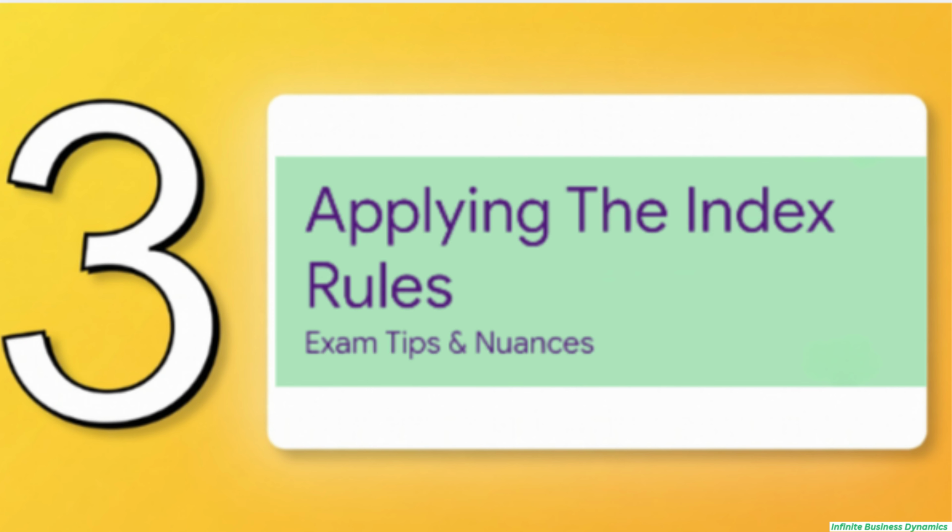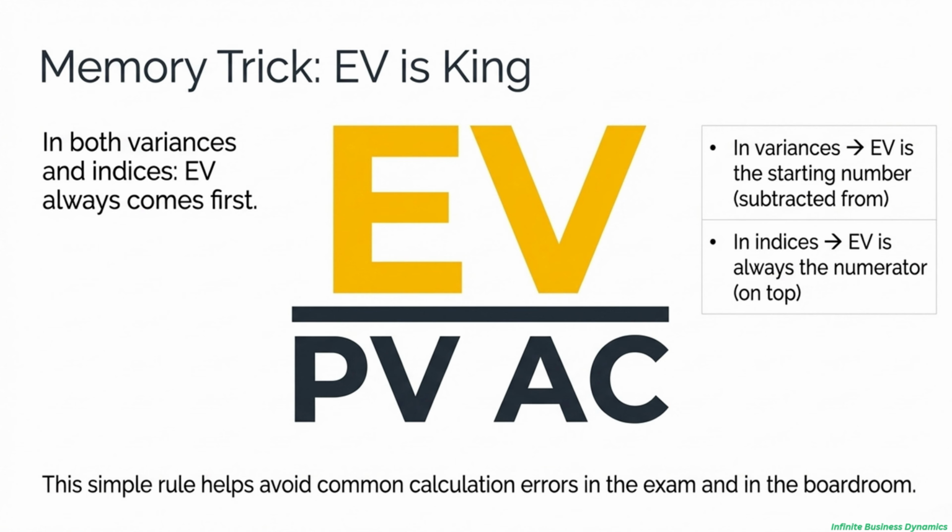All right, listen up, because here is the single best memory trick for all your EVM calculations. EV is king. Just look at this. In both the variance and the index formulas, earned value, EV, always comes first. It's the number you start with for variances, and it's on top, the numerator, for indices. This simple rule is going to save you from making easy mistakes when you're under pressure. Just remember, always start with EV.